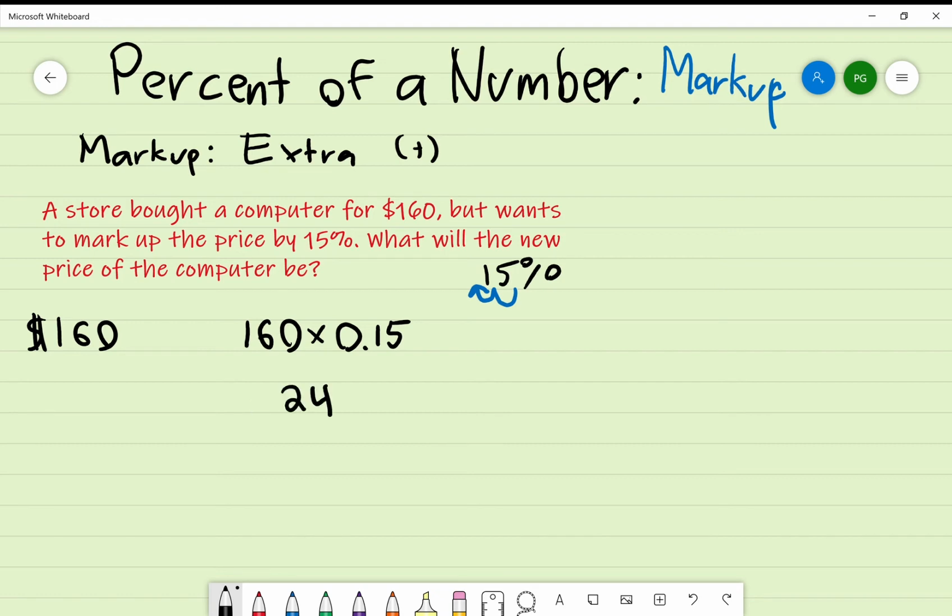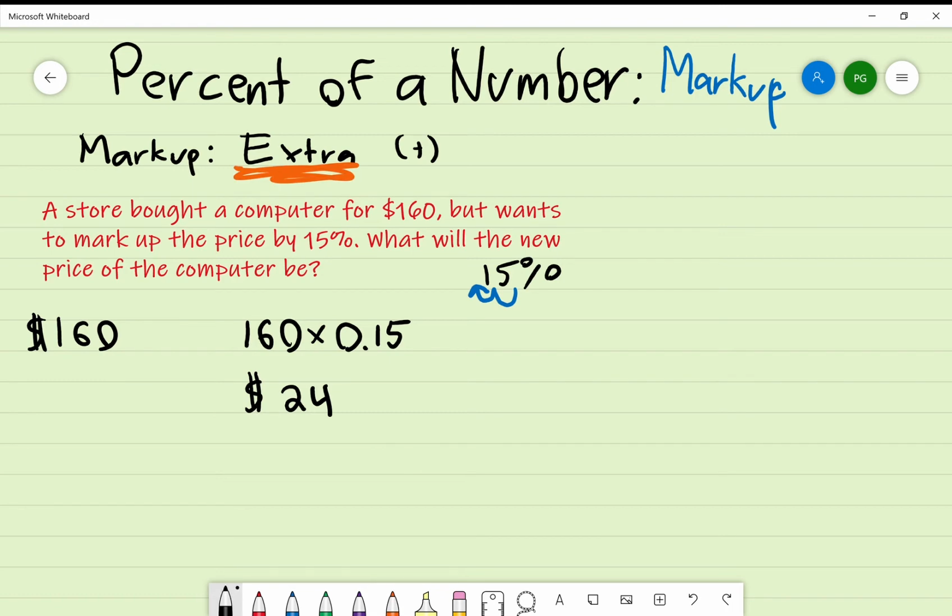Now, hold on here before you go too far ahead. Is my answer 24? Is that it? The new price of the computer is going to be $24? Of course not. The store bought it for 160 bucks. If they sell it for $24, they're losing a ton of money. No. This, the $24, is the extra amount that the store is going to charge.